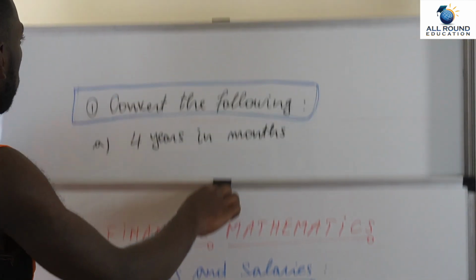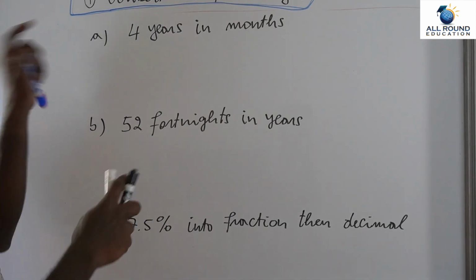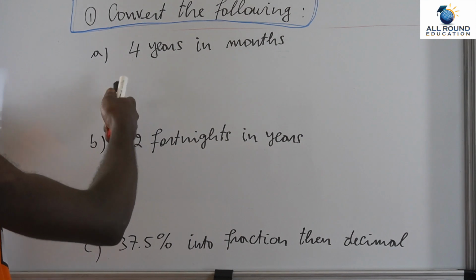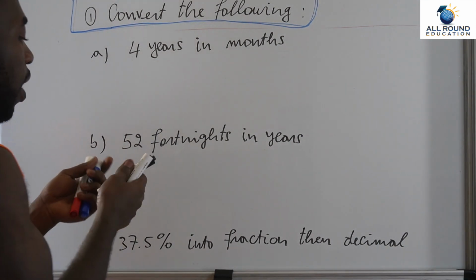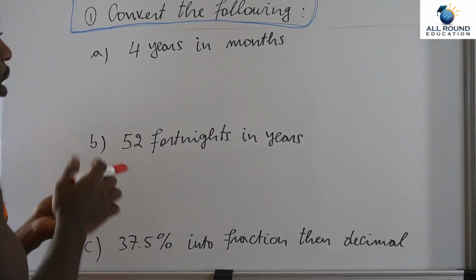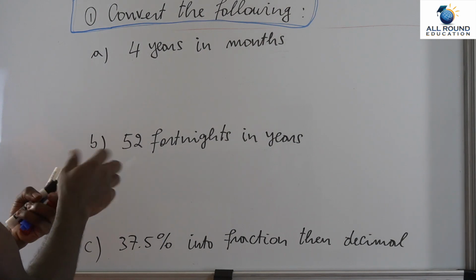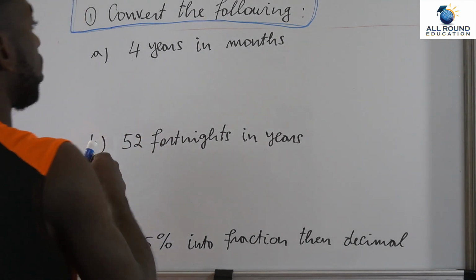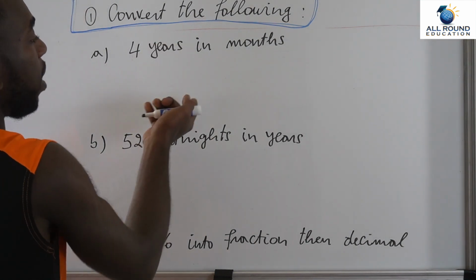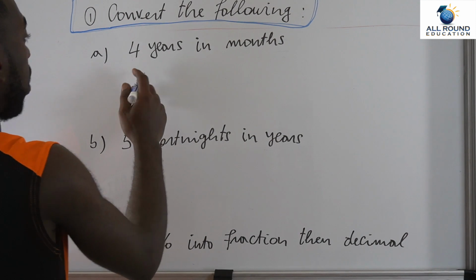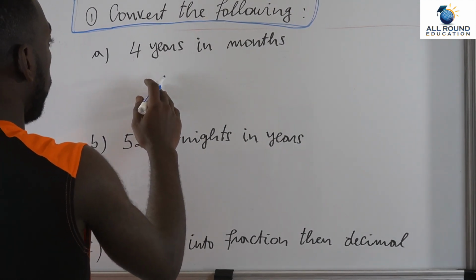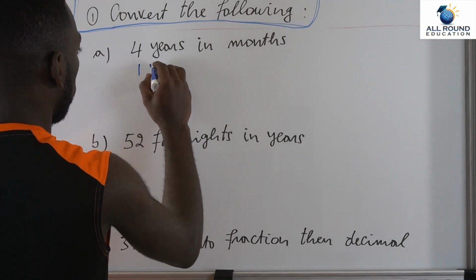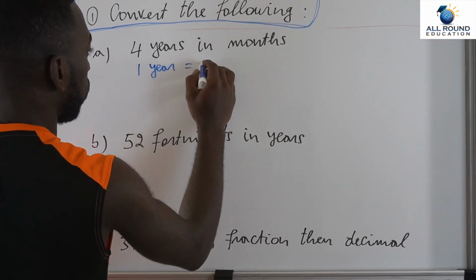Right, we are converting the following. For A, we have 4 years in months. We're trying to convert 4 years into months. What we have to break down is how many months are in 1 year. So we need to investigate how many months are in 1 year. What we know is that 1 year is equal to 12 months.